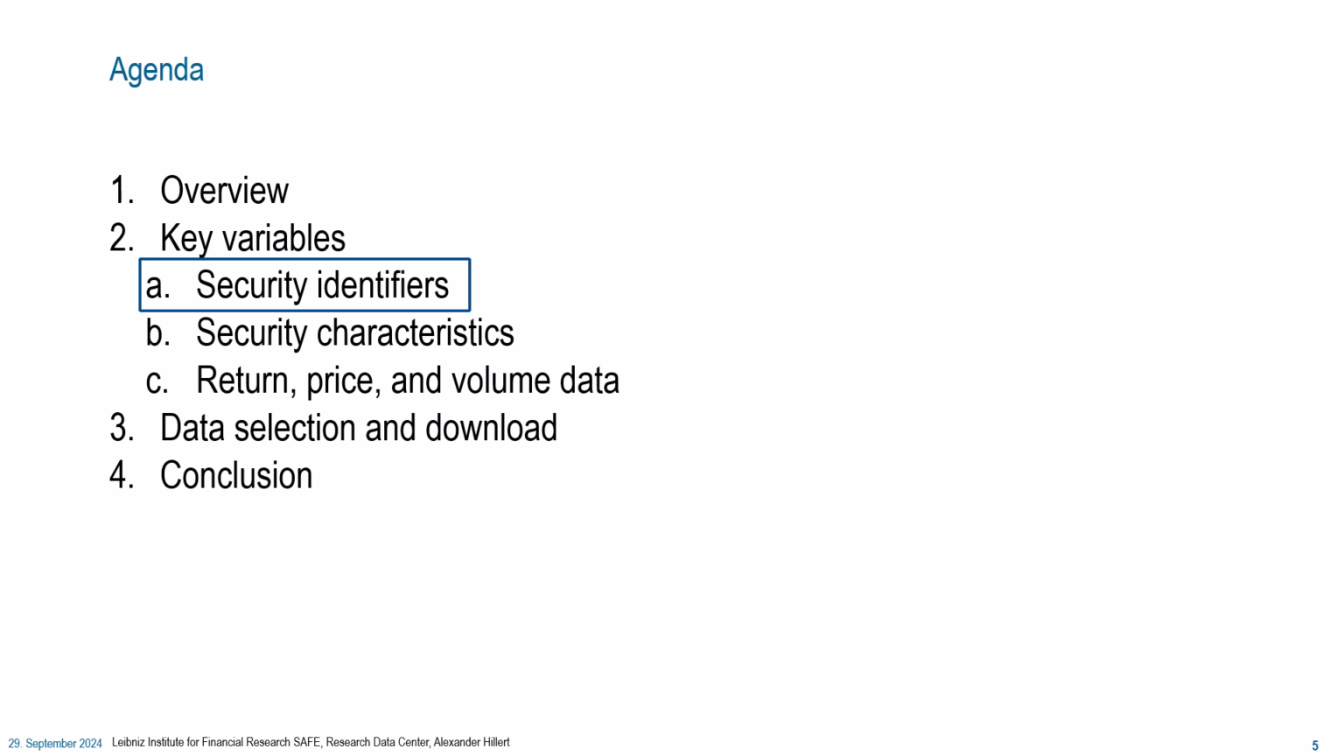Now let's talk about the key variables that are contained in this database, starting with security identifiers. The idea is that you want to be able to track a stock from the beginning when the stock has its initial public offering until the very end, until the stock delists. We could do that, of course, by using a company name, but company names can change over time. So for example, Google was formerly called Google and is now called Alphabet. So if we would use the company name, it would be a bit difficult to track the stock.